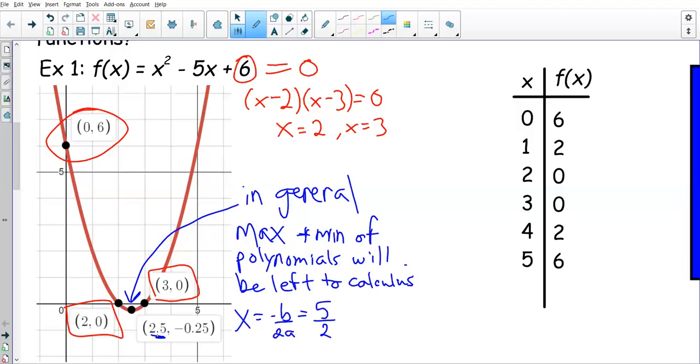I want to take a look at the data table for this function now. And I'm going to create what's called a sequence of differences. And this is likely something that you saw last year, but you probably didn't do a whole lot with it. What I'm doing is I'm subtracting one point from the next.